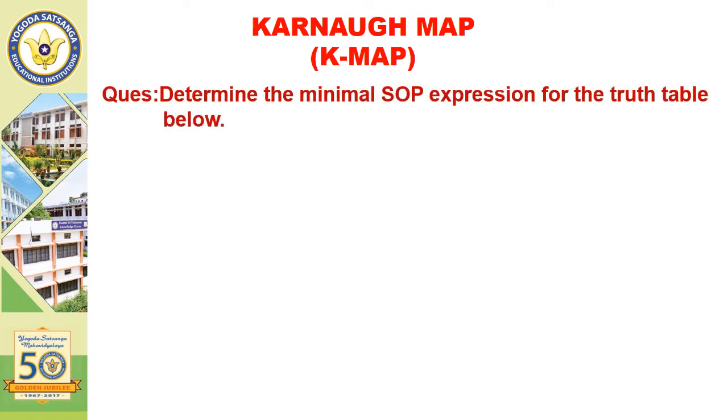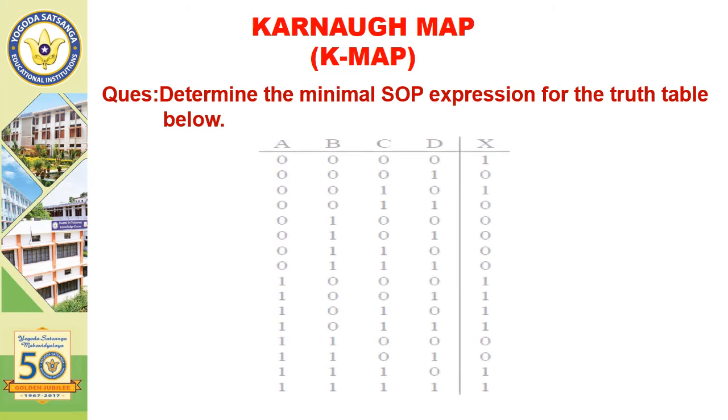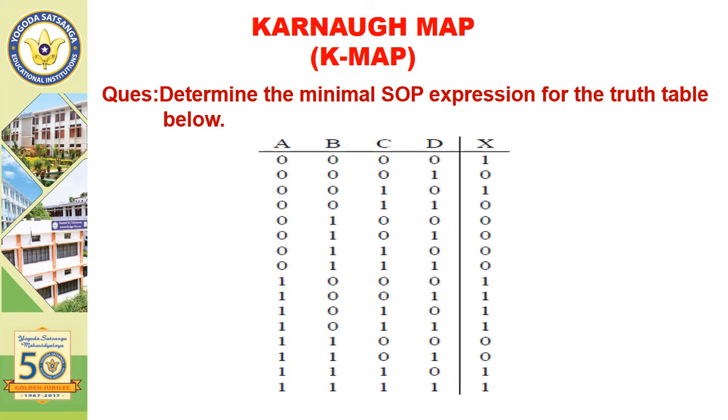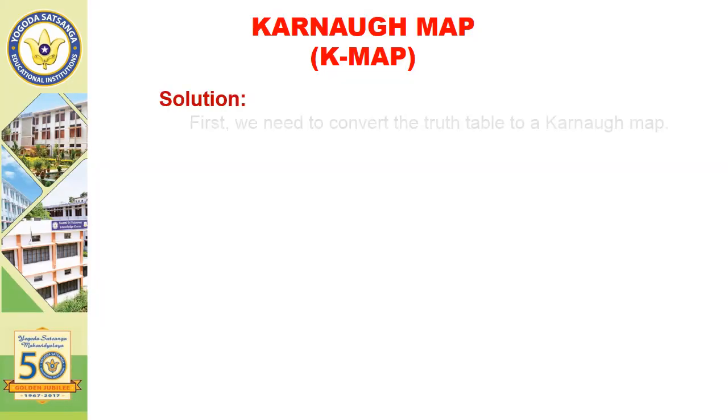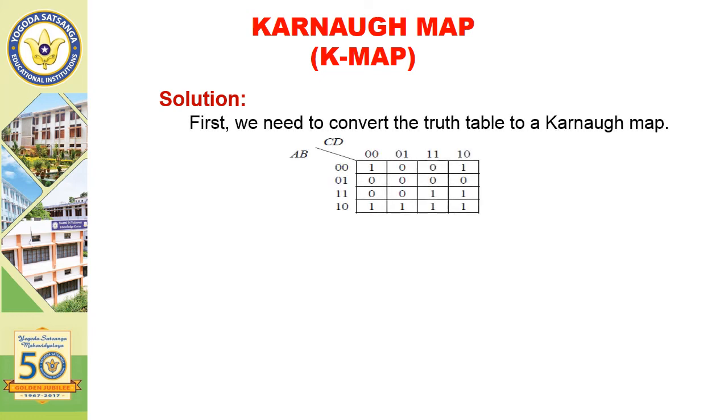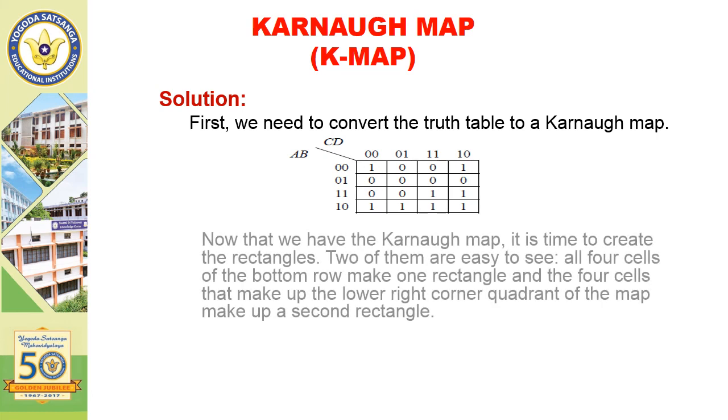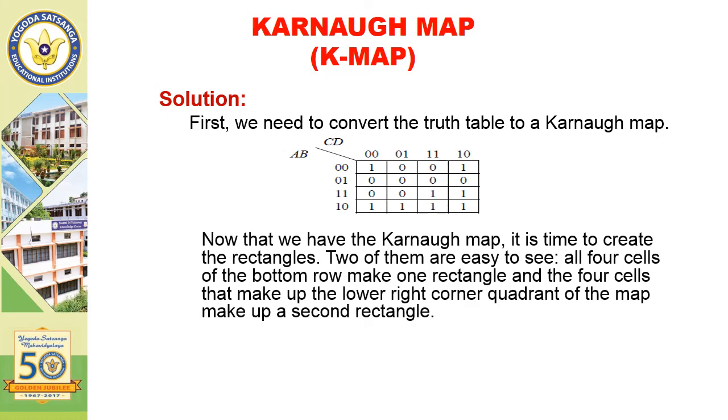Just we take an example, determine the minimal SOP. Here SOP stands for sum of product expression for the truth table. Here we have a 4 input truth table having 16 different outputs. We focus on the value of 1, which is written in the K-map. First we need to convert the truth table to K-map, which is as shown in the figure. Here we must follow the rules of creating a K-map.